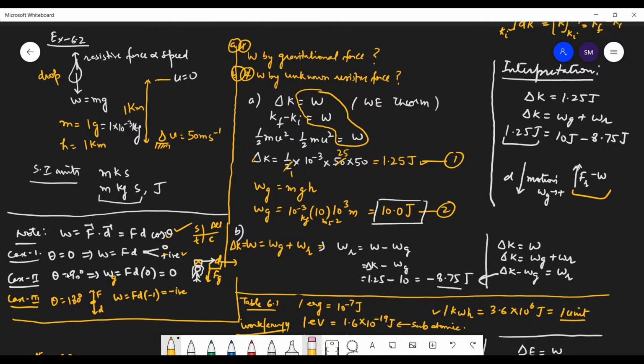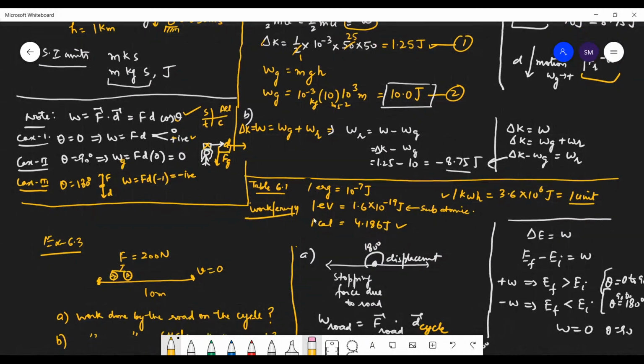And if the angle is 90 degrees, like here, this coolie, the porter, was carrying this luggage. The displacement is in the horizontal direction, whereas the gravitational force is vertically downward, so the angle between them is 90 degrees. So cos 90 is 0, and there is no work done by the gravitational force.